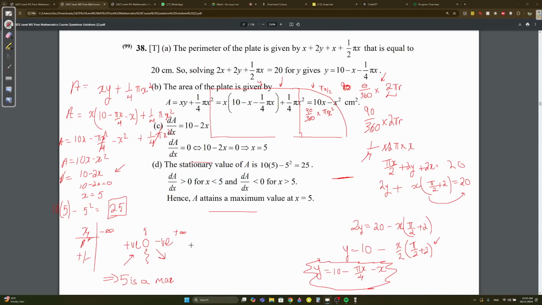You could have put it on the side. You could have put, so A prime is increasing for x less than 5, and A prime is decreasing for x after 5, and then you can conclude this. Okay, whatever you want.